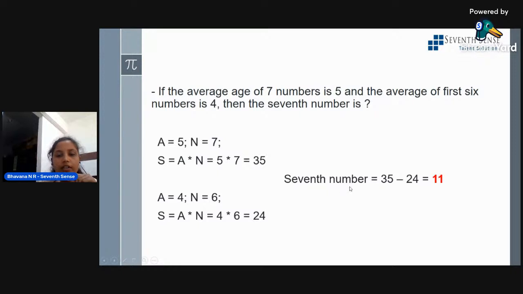So here we have to calculate the seventh number. The seventh number is equal to 35 minus 24, that is equal to 11. So here the seventh number is 11. Here we can easily find the answer using the formula, with no need to calculate much. In averages we are using the sum formula, so using the sum formula of both the seventh number and the sixth number, we calculate the seventh number of the given data.